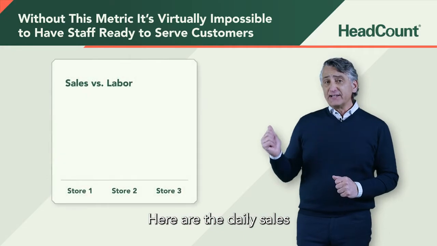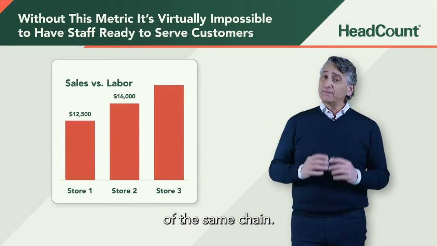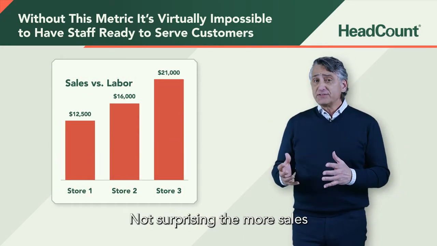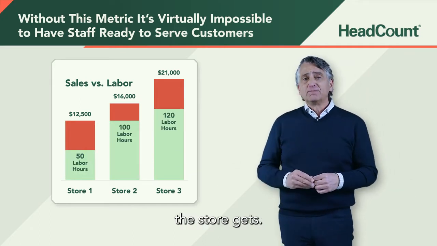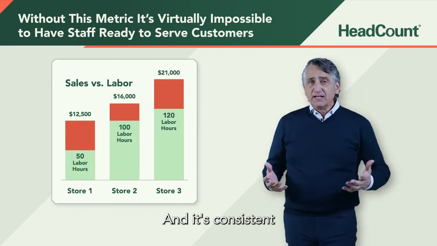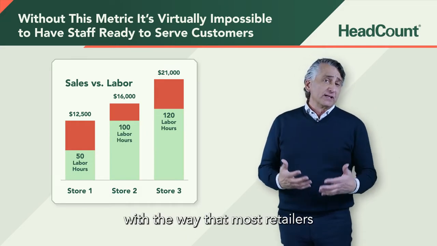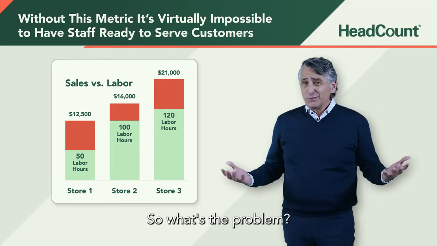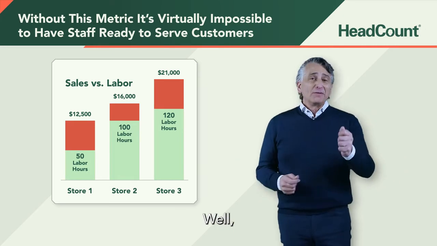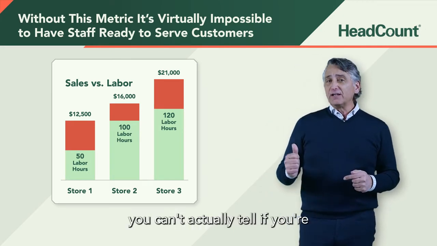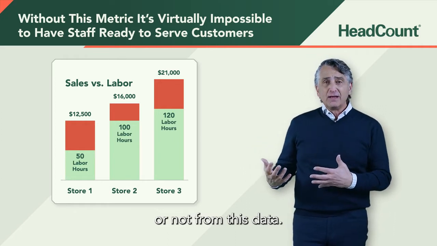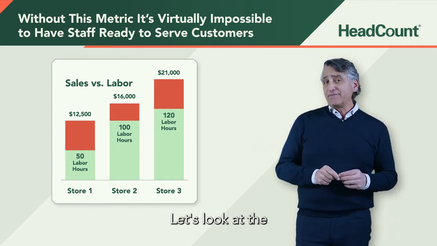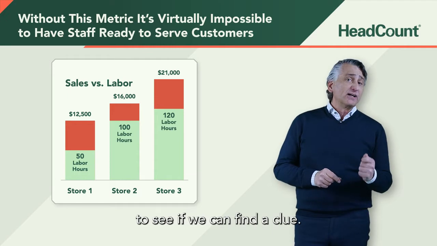Here are the daily sales and labor for 3 stores of the same chain. Not surprising, the more sales the stores make, the more labor the store gets. Now, it just makes sense, and it's consistent with the way that most retailers look at their business. So what's the problem? Well, the problem is you can't actually tell if you're allocating labor efficiently or not from this data. Let's look at the staff-to-traffic ratios to see if we can find a clue.